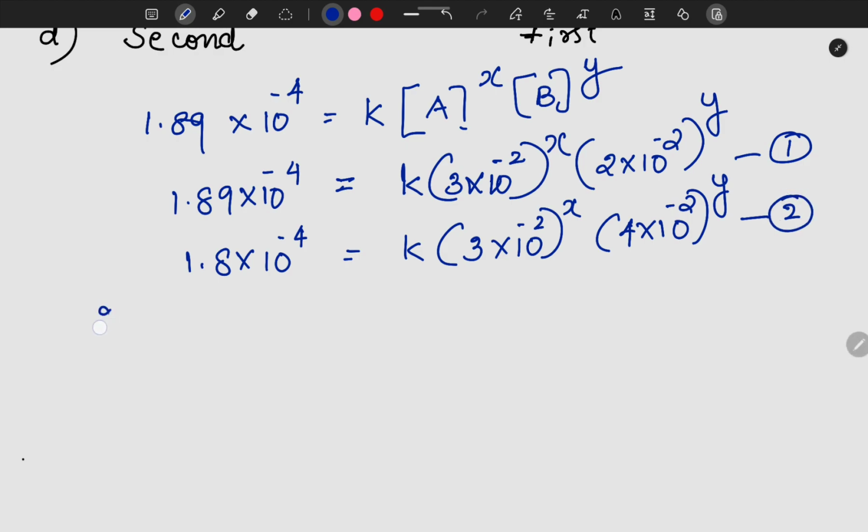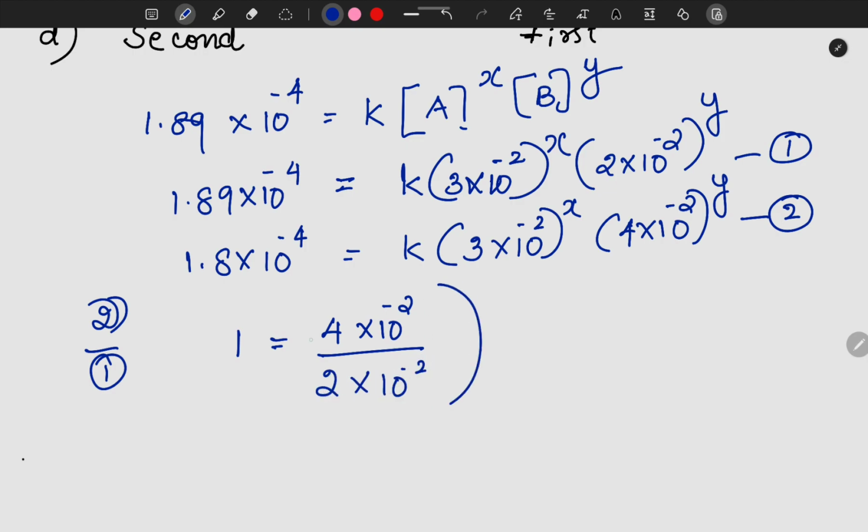So when we do equation 2 by 1, left hand side we will get 1.8 into 10 raised to minus 4 divided by this, it will be equal to 1. K and K cancel. The concentration of A term will be cancelled. So 4 into 10 raised to minus 2 the whole raised to y divided by 2 into 10 raised to minus 2 the whole raised to y. So when we divide, we will get 2 times. So 1 equal to 2 raised to y.